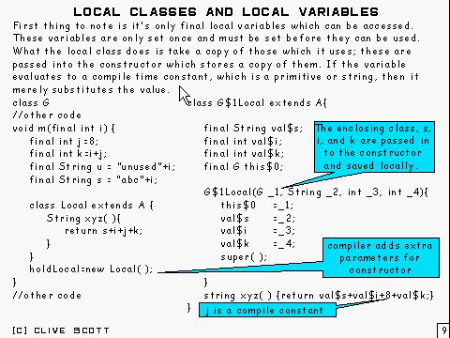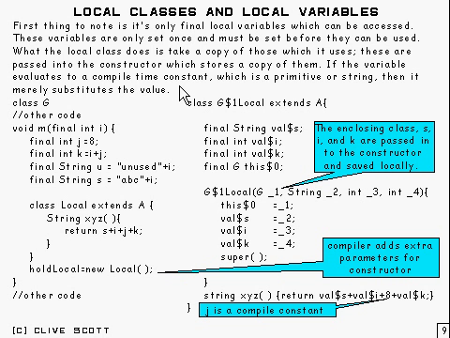And what the local class does is it takes a copy of those which it uses. And these are passed into any constructors which it's got, which in turn store a copy of them. And if you think about it, if a variable evaluates to a compile time constant, which is either a primitive or a string, then it merely substitutes the value because it doesn't need to store it at all.